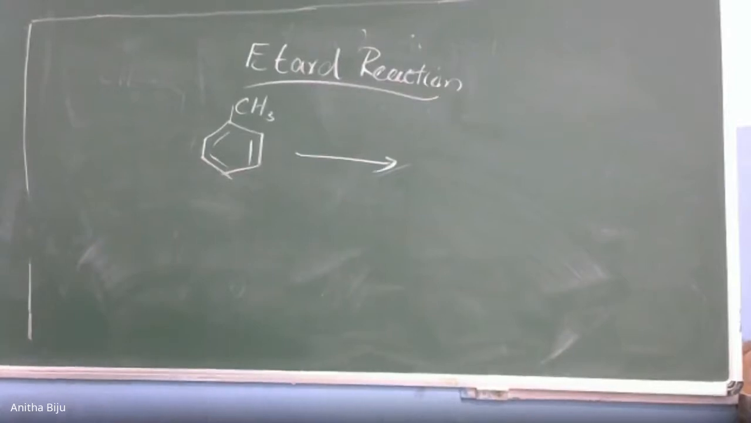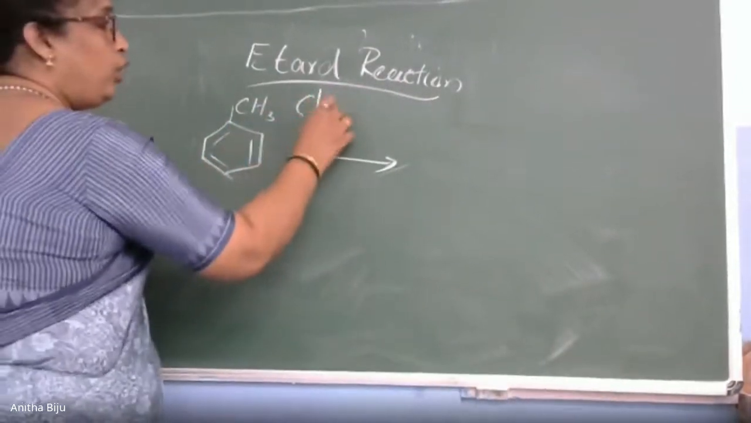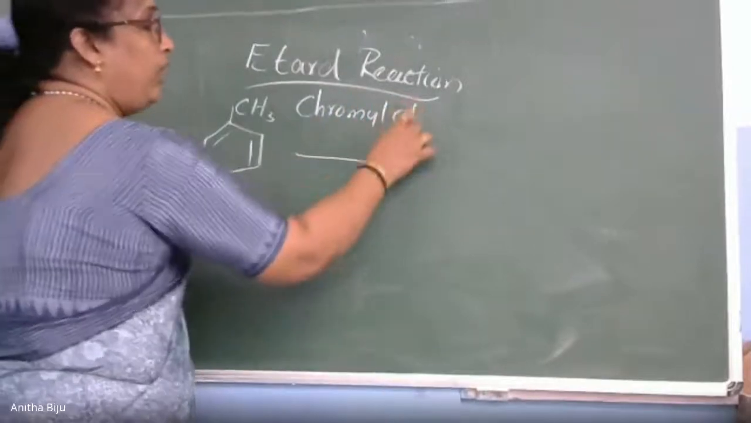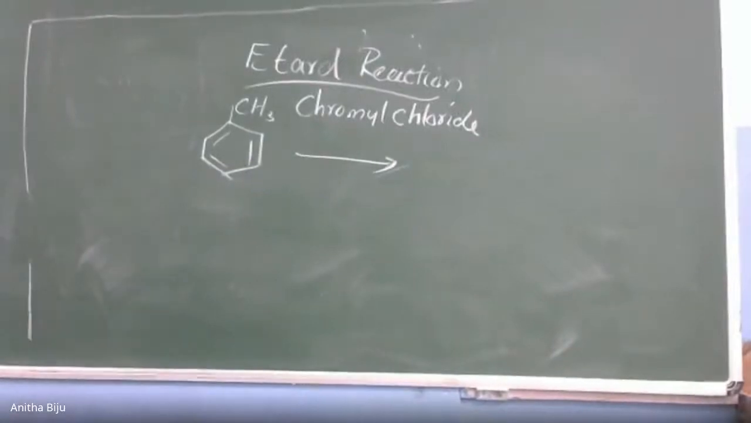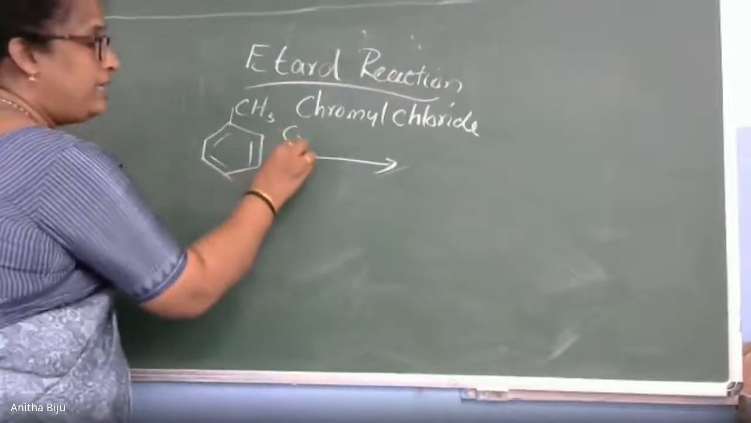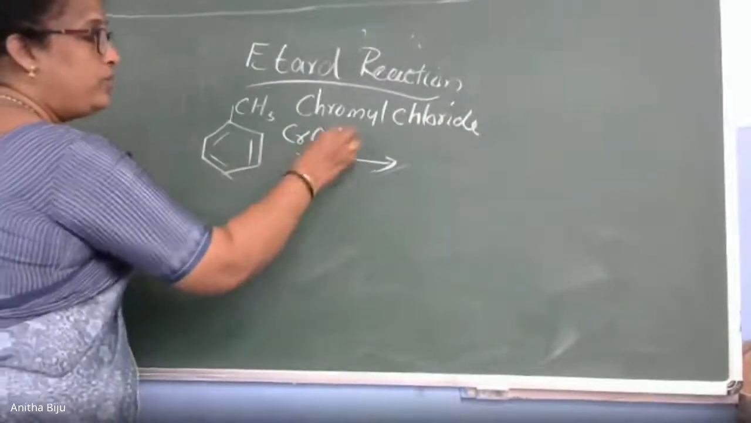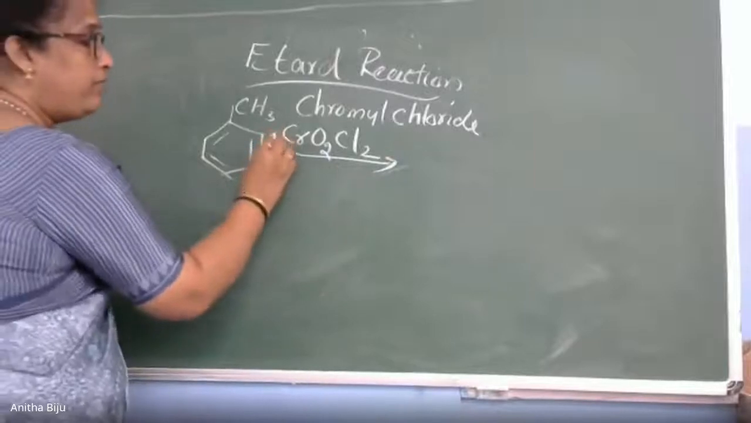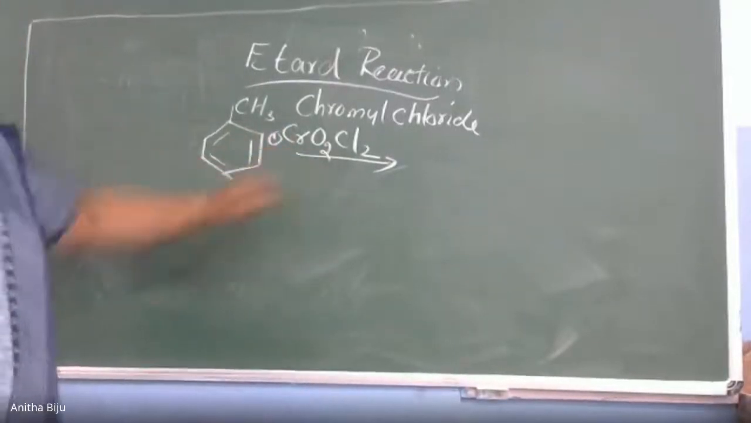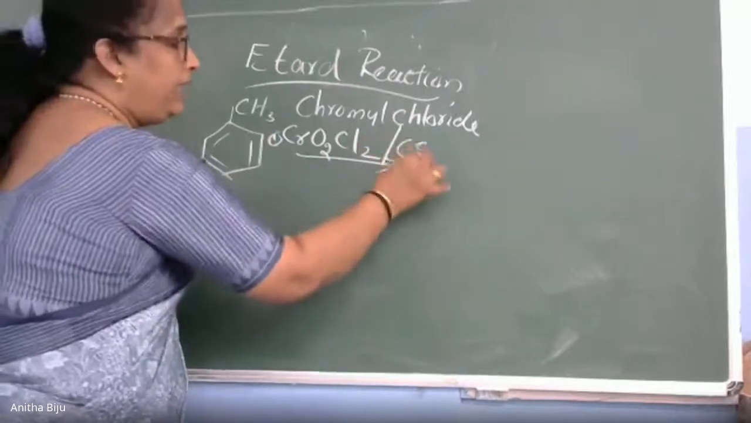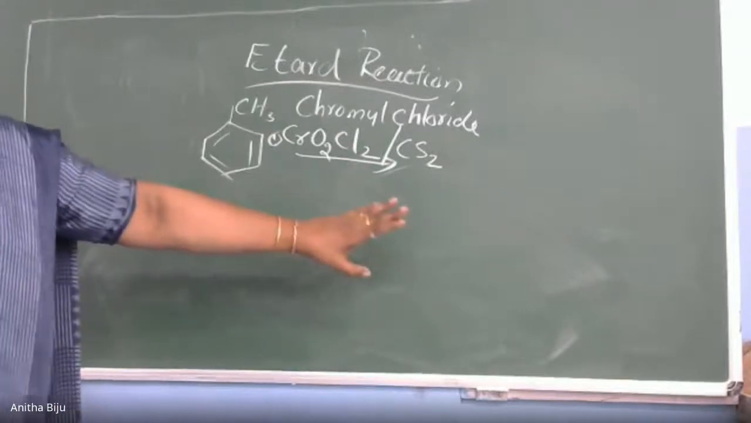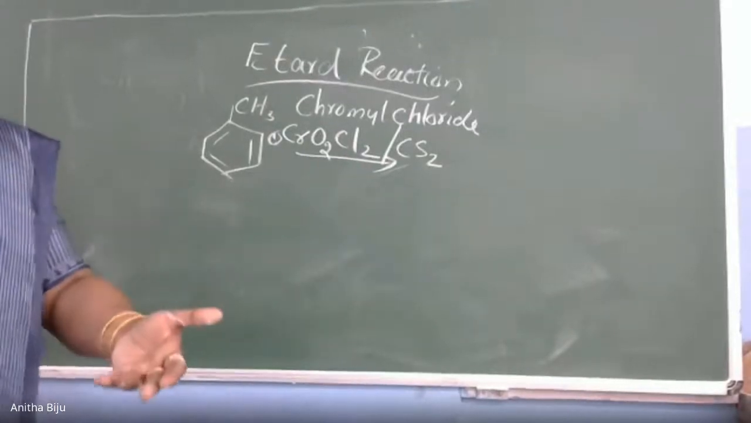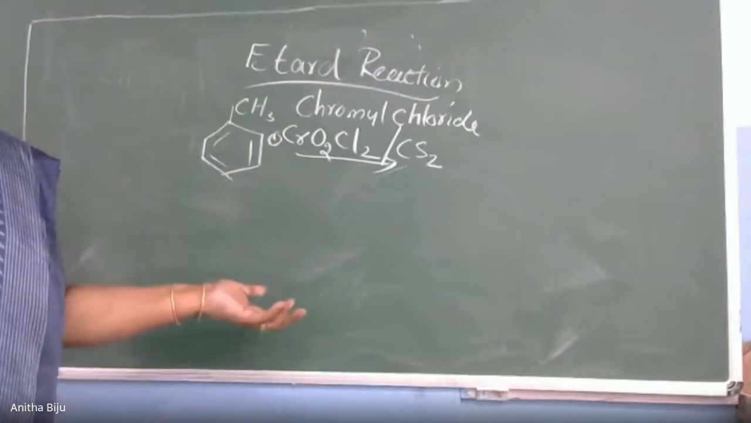First I will write the name, okay. Then chromyl chloride in presence of carbon disulfide. Now I will write the formula, CrO2Cl2. This is the first step: chromyl chloride in presence of carbon disulfide, CS2. We get a substituted product. I will not write the substituted product.